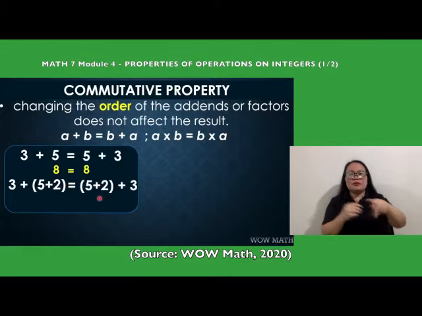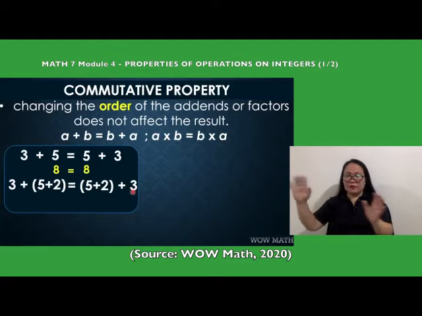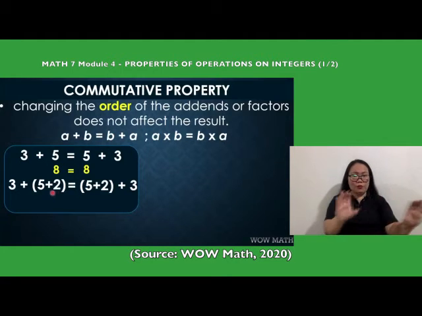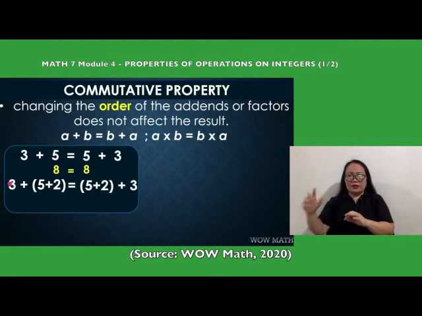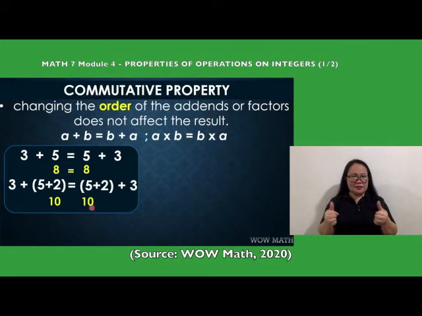Okay, so pinagpalit natin yung order niya, yung pwesto. Nauna si 5 plus 2, and then nasa pangalawang place na si positive 3. Okay, so let us add. This will become 7. And 7 plus 3, that is 10. This is 7. 7 plus 3, that is also 10. And as you can see, they are still equal. So this is an example of commutative property under addition.